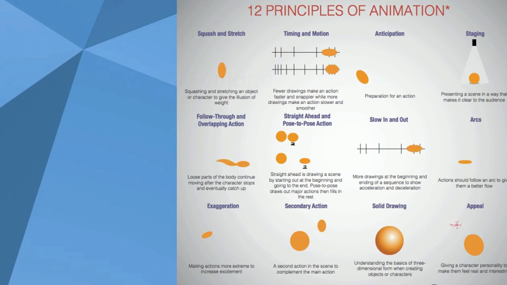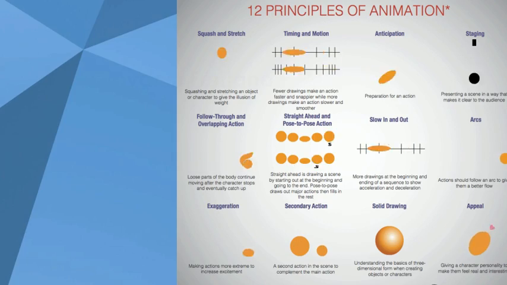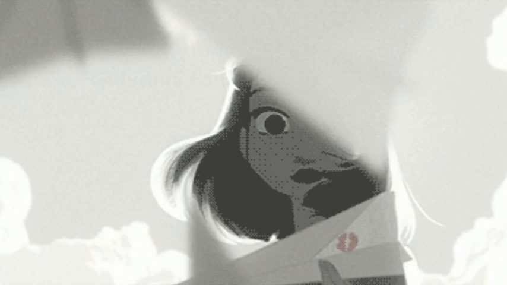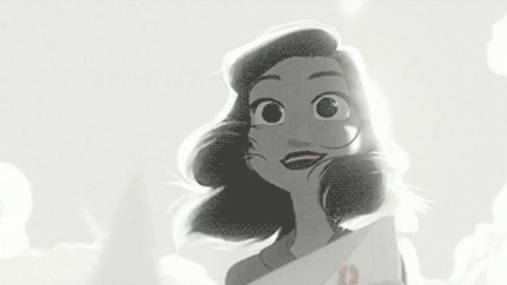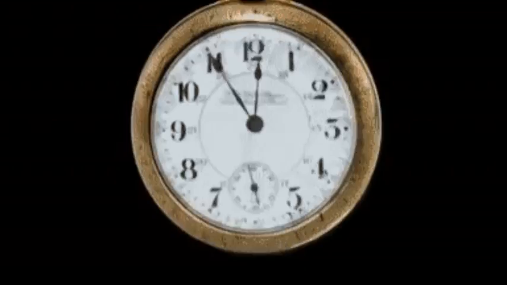The 12 Principles of Animation was introduced in 1981 by Disney animators Ollie Johnston and Frank Thomas. Now, these principles have become widely recognized as the staple for all artists working on animated videos. Now, let's go way back.